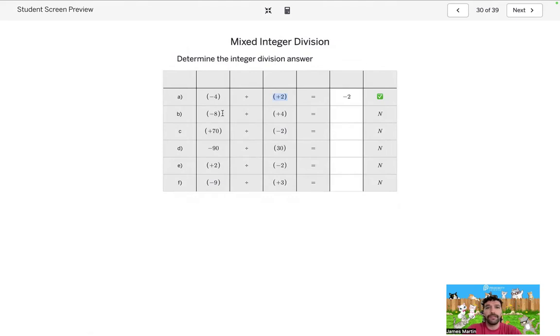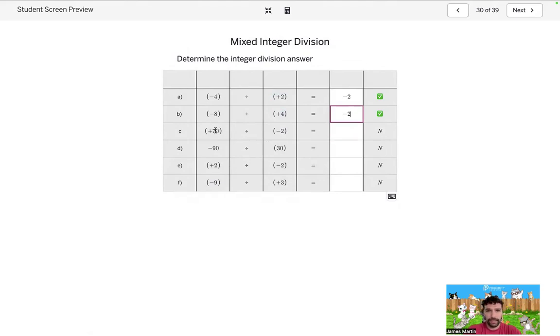So same idea. We have -8 and +4. Which number can we multiply times +4 to get -8? Well, that as well is going to be -2. Okay, so pause the video, do the rest yourself. All right, now let's come back to it.